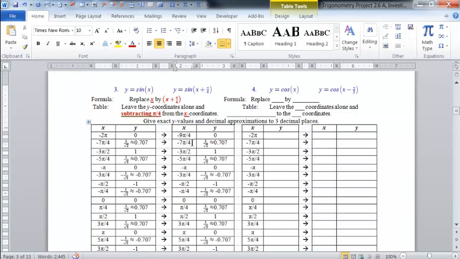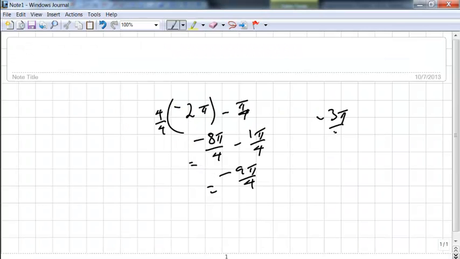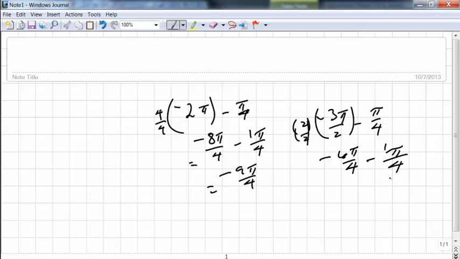Negative 7 pi over 4 minus 1 pi over 4 is negative 8 pi over 4, which is negative 2 pi. Oops, I shouldn't have taken the pi out. Control Z will undo. And the next one is negative 3 pi over 2. Negative 3 pi over 2 minus pi over 4. Multiply top and bottom by 2 over 2. So it's negative 6 pi over 4 minus 1 pi over 4, which is negative 7 pi over 4.